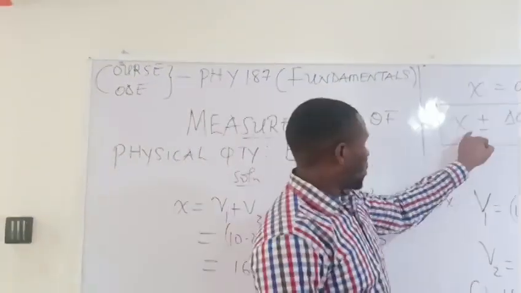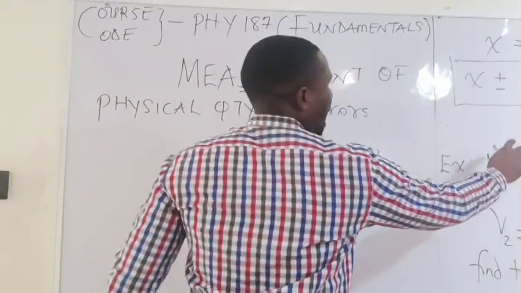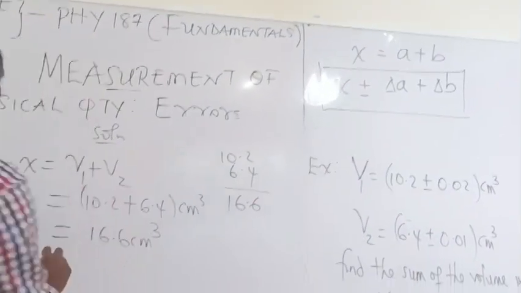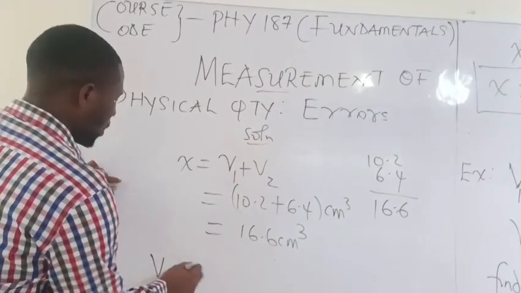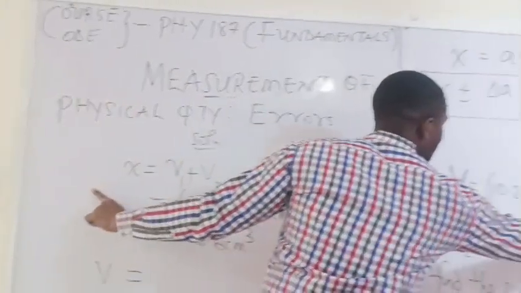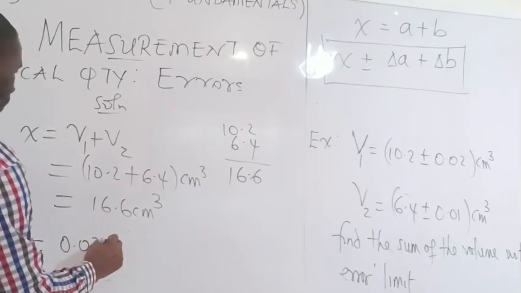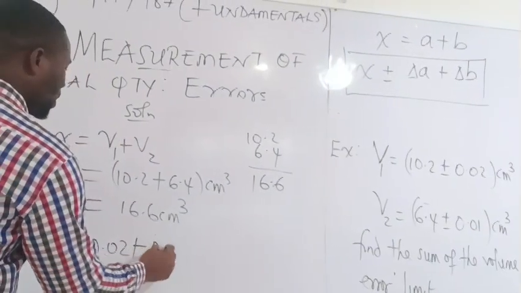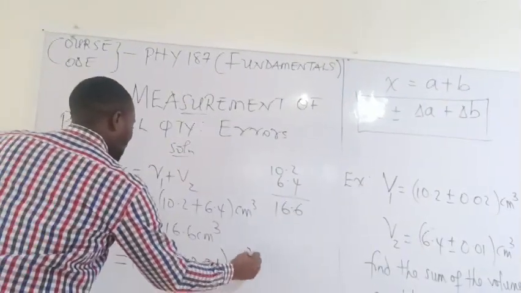That is what this is all about, x, v1 plus v2. But the absolute error is what you see here. So the absolute error now, this is v1 plus v2, I could just call that v, just like you have the x now. And of course the absolute error in the first volume is 0.02 plus the absolute error in the second measured volume, 0.01, and all is in cubic centimeters.